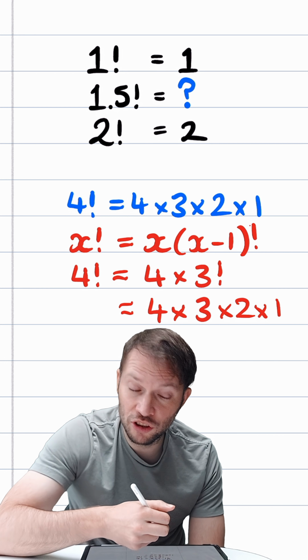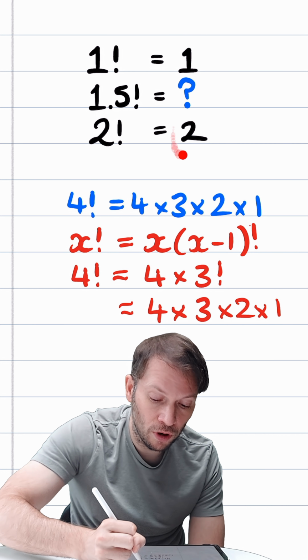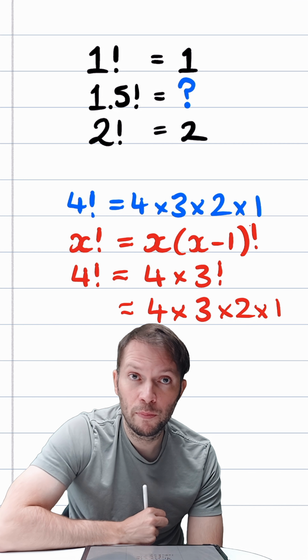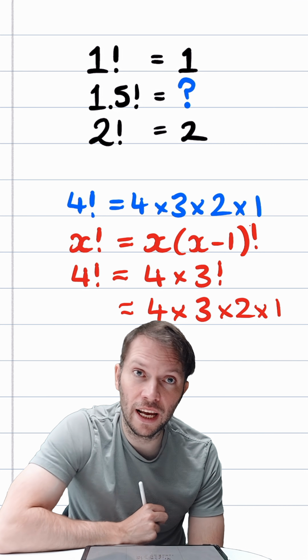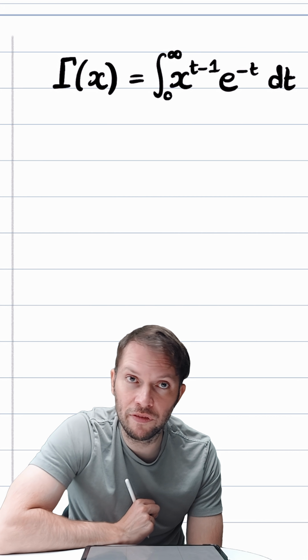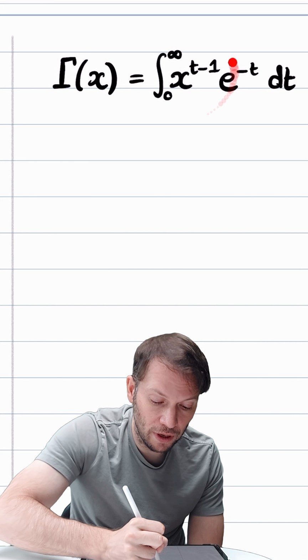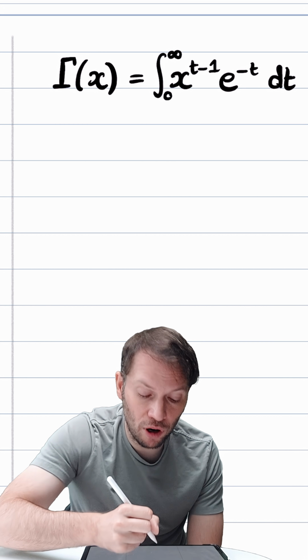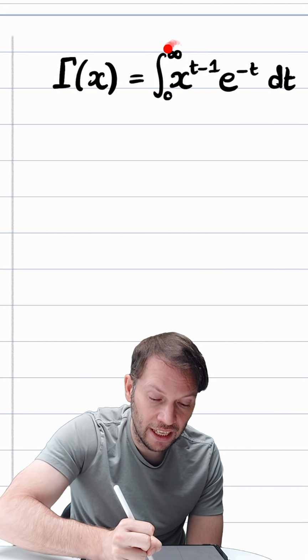Now actually there is a function which does give us the expected result when we use whole numbers factorial, but also works for negative numbers, decimals and complex numbers. And it's this. It's known as the gamma function. And we have to use this integral here. In fact, it's known as an improper integral because we're using infinity as one of the bounds.